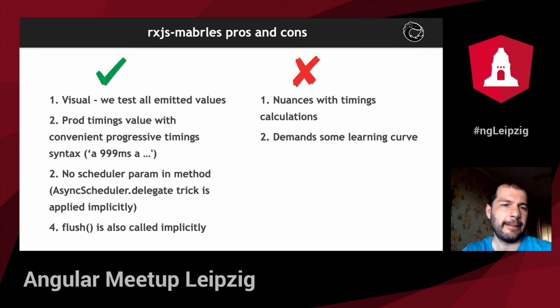So to sum up, rxjs-marbles provides the same benefits as TestScheduler.run method, time progressive syntax, implicit calls of flush, and async scheduler delegate assignment. And among drawbacks, you must spend some time to learn it. Also, it has same timings calculation nuance as we already reviewed for marble diagrams.